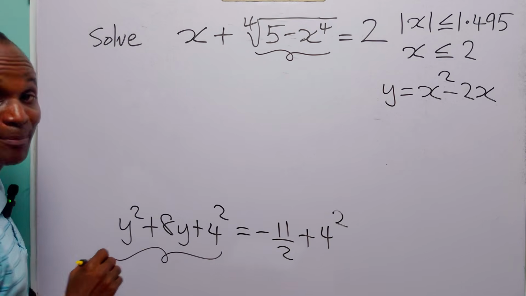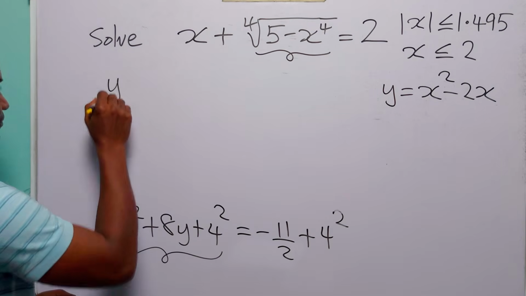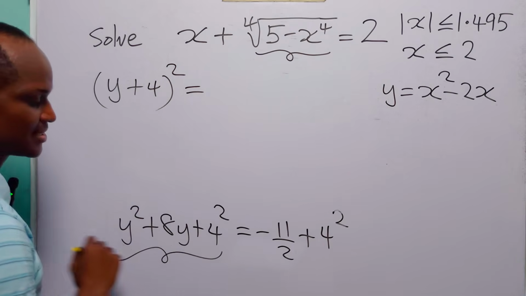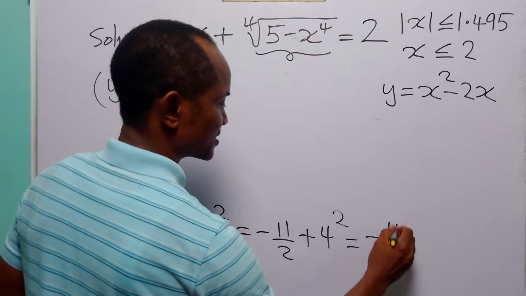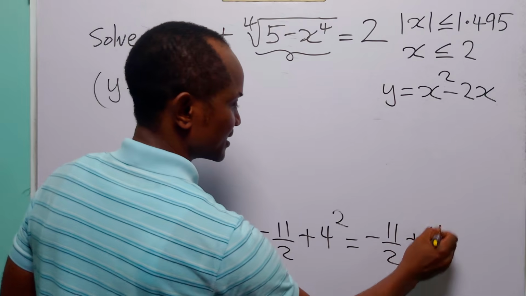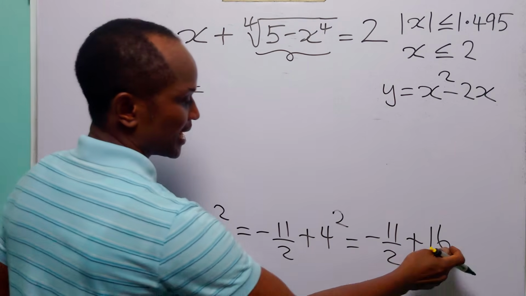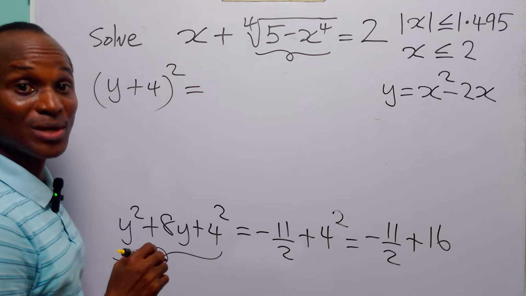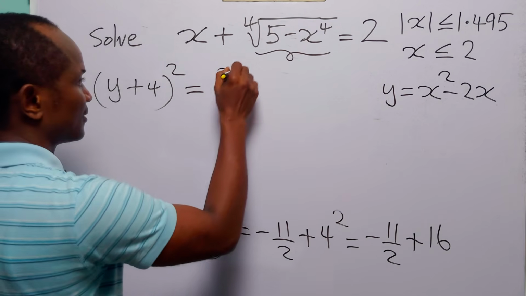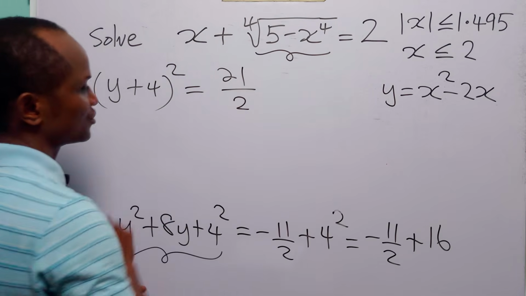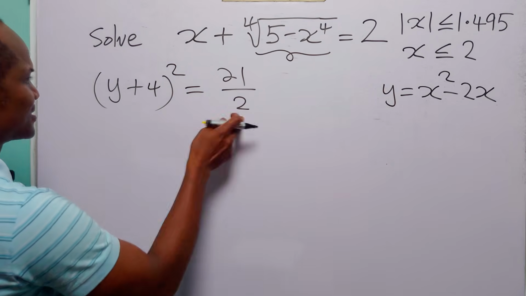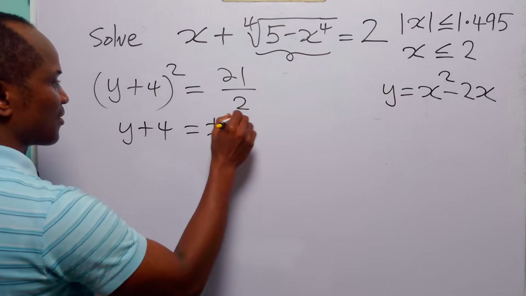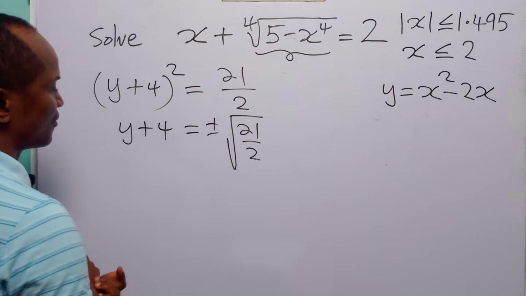Now, this is a perfect square. So we take one y and we take 1 plus 4 and we square. And this is equal to minus 11 over 2 plus 16. 2 times 16 is 32. 32 minus 11 is 21. So this is 21 over 2. Now we take square root of both sides of this equation. We have y plus 4 is equal to plus or minus the square root of 21 over 2.